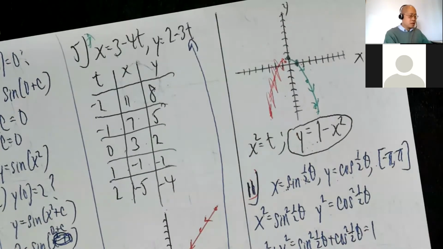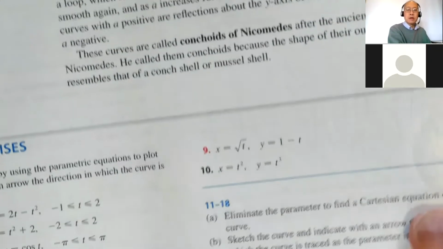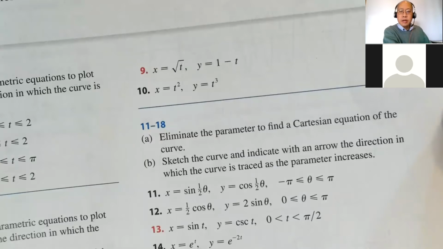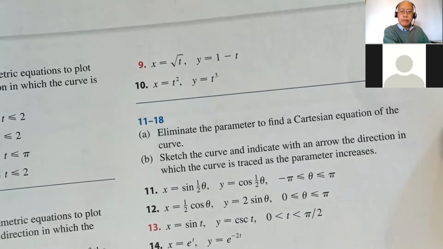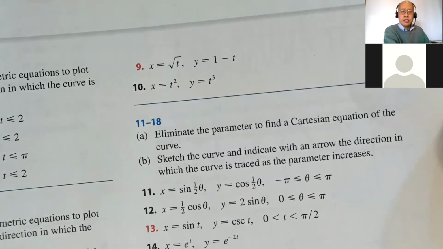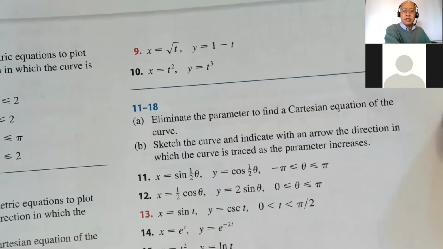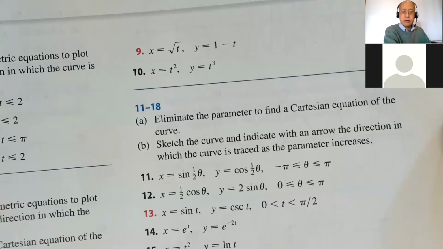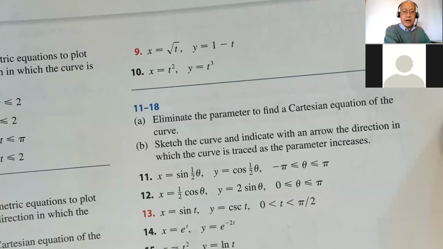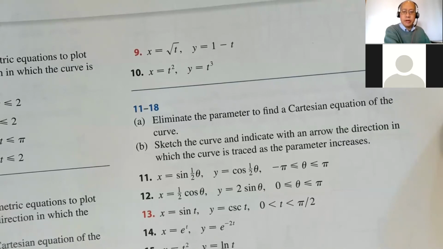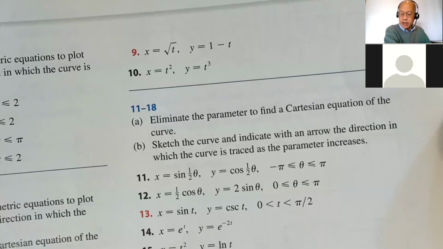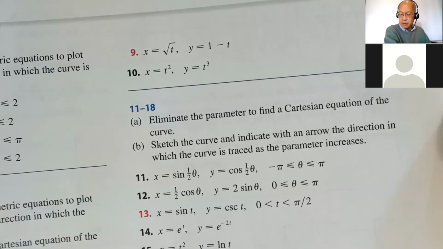Okay, and then 11 has some trig to it. So what happens when there's trig? Eliminate the parameter to find a Cartesian equation of the curve, sketch the curve and indicate with an arrow the direction in which the curve is traced as the parameter increases. So for 11, I see a function of theta: x is sine half theta, y is cosine half theta, theta going between negative pi and pi. So what's up with that?